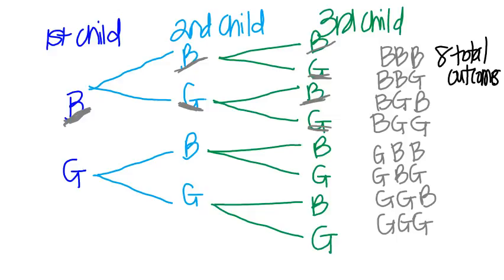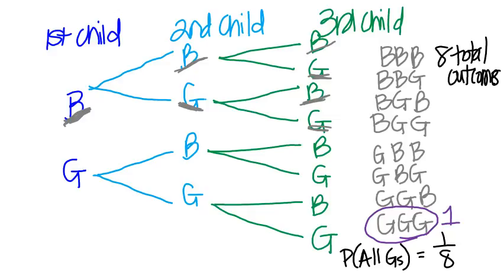How many of these combinations has all girls? Well, the only one that has all girls, meaning it has 3 G's in a row, would be this one down here at the bottom. So we have one chance of getting 3 girls in a row out of a total number of outcomes. So the probability here of all G's is equal to 1 out of 8.